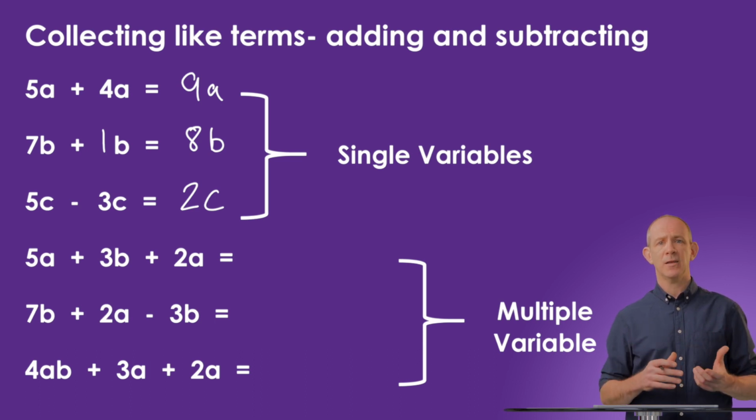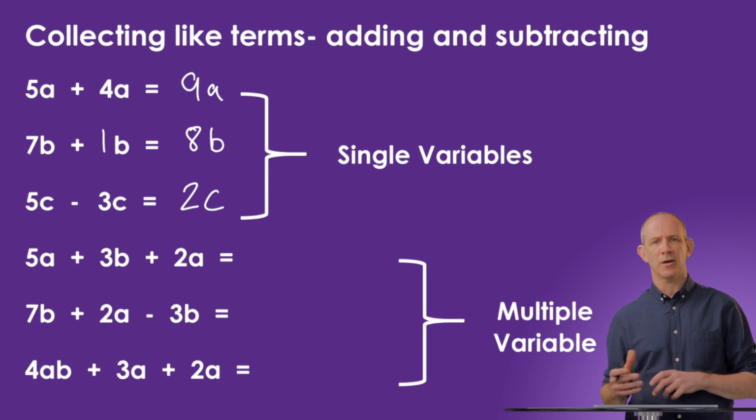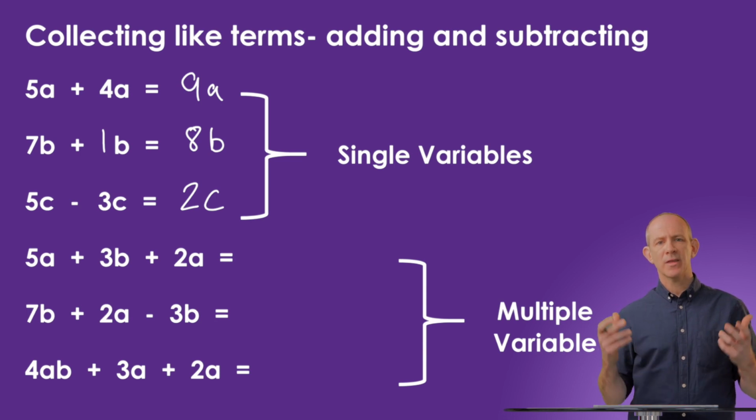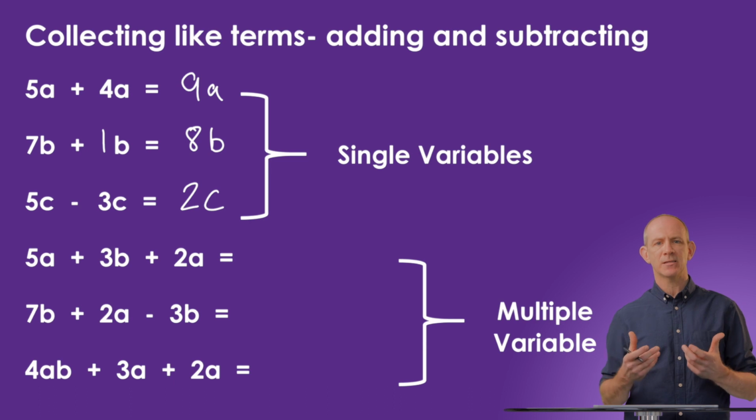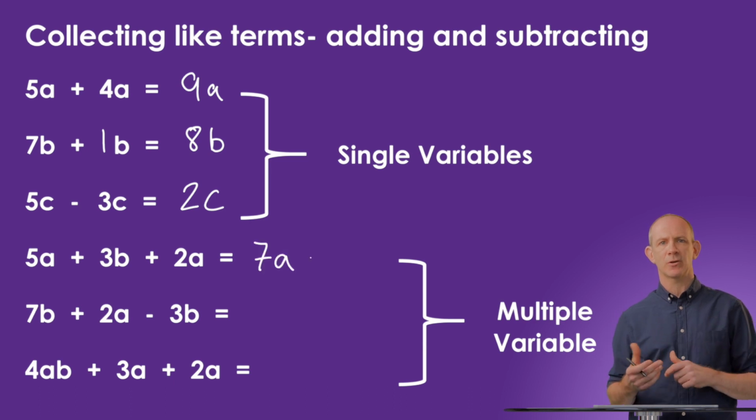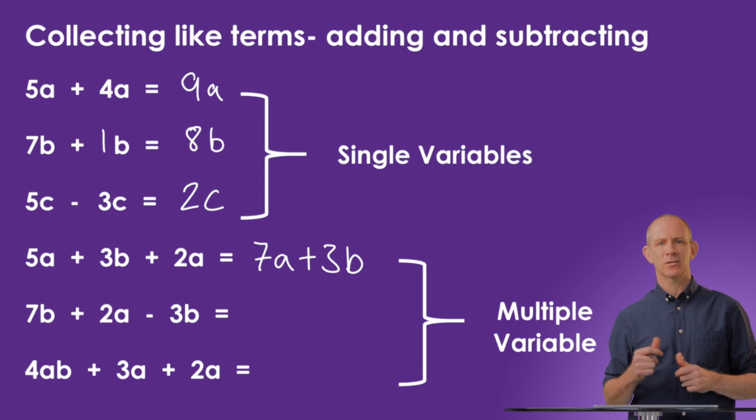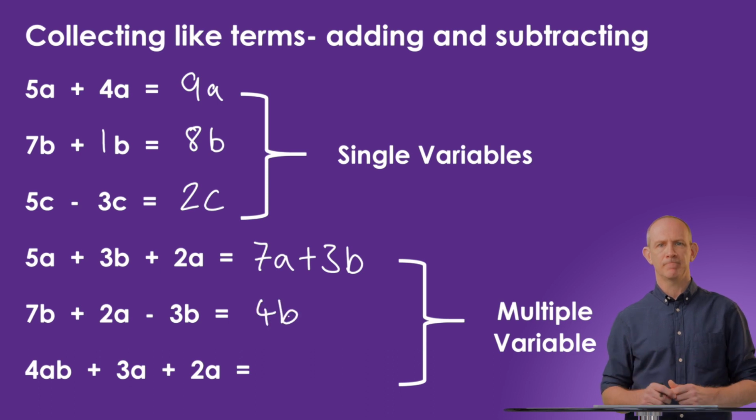As we're adding, we can look for the same terms. So we have 5a plus 3b plus 2a. So in that one, we combine the a's together and we have 7a plus 3b. In the next problem, we have 7b, add 2a, subtract 3b. So there, we can combine the b's together and we get 4b plus 2a.